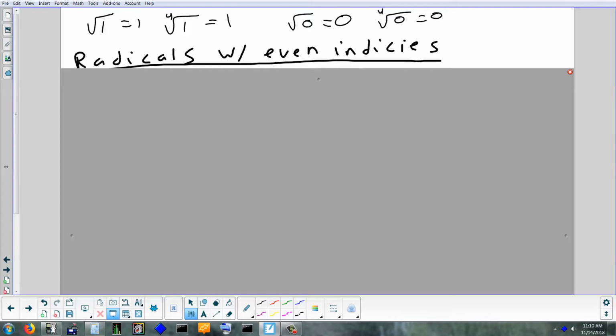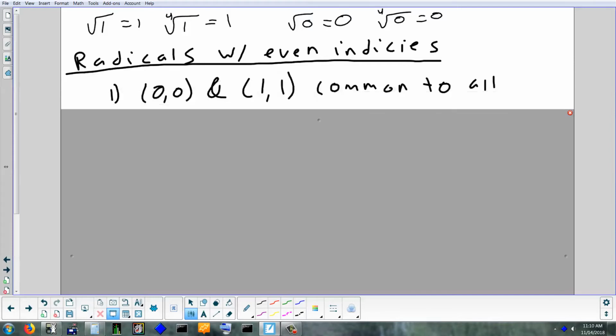So there's a couple roots here that always come out the same. If you take an even root of 1, you always get 1. If you take an even root of 0, you always get 0. So what I'm showing you is that these 2 points are common to all even roots. If you plug in 0, you get 0. You plug in 1, you get 1.